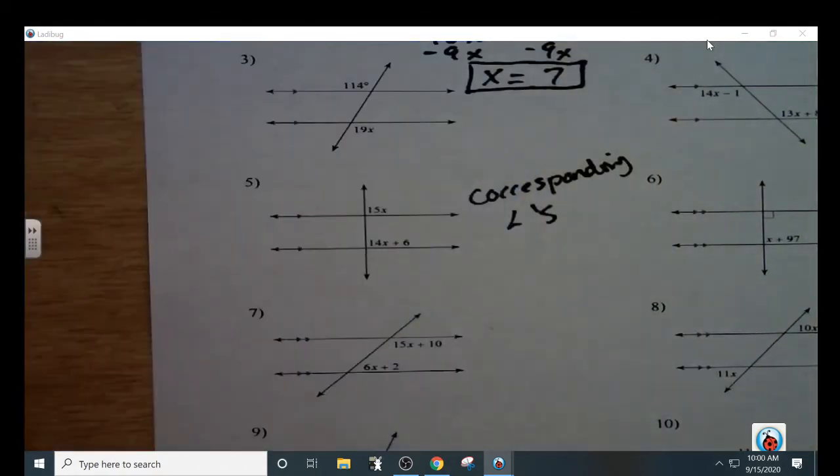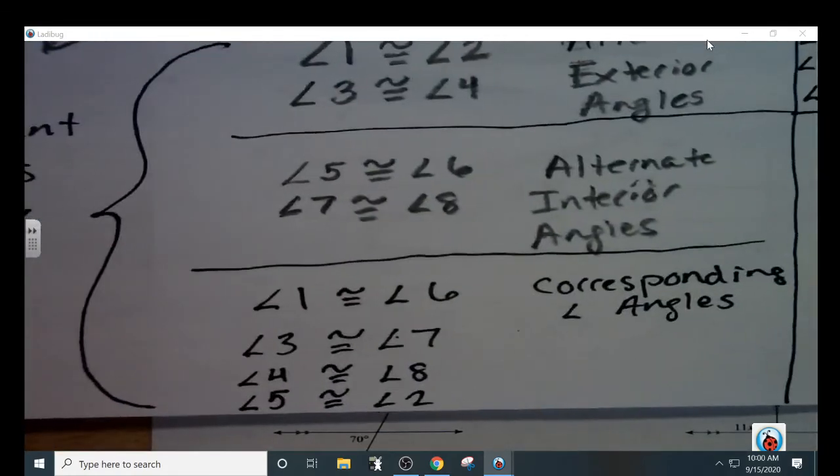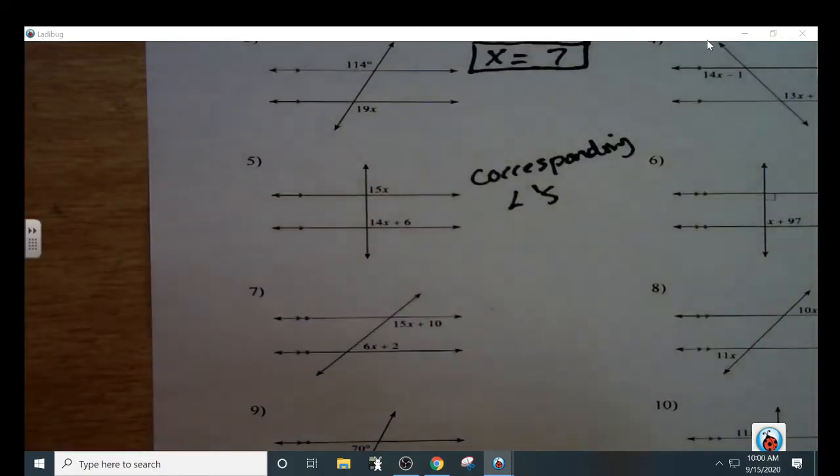So, guys, looking back at the notes, kind of zoomed in really far, the corresponding angles are congruent, right? So if they're congruent, that means you're just going to set them equal to each other.